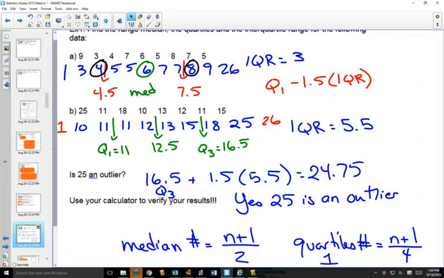So on the next page, there are 2 more examples. I'd like you to do those 2 on your own and be prepared for next class, and we'll just quickly go over the results of those 2 to start next class.